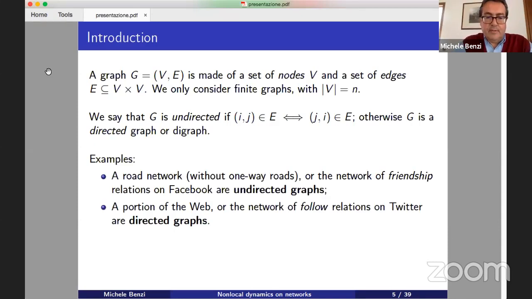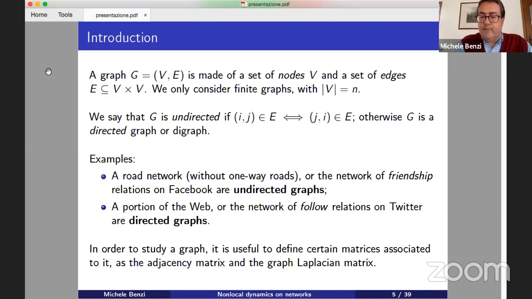Simple examples of undirected graphs would include, for instance, transportation networks, such as a road network, if we don't include one-way roads, of course, or the Facebook network, where relationships are friendship relationships. On the other hand, if we look at the web with hyperlinks going from one web page to another page, or online social networks like Twitter, where the follow relation is directional, then we're looking at directed graphs, of course.